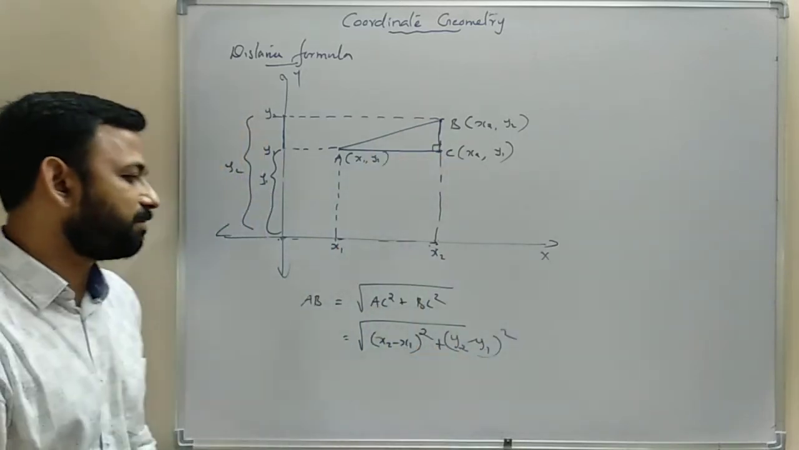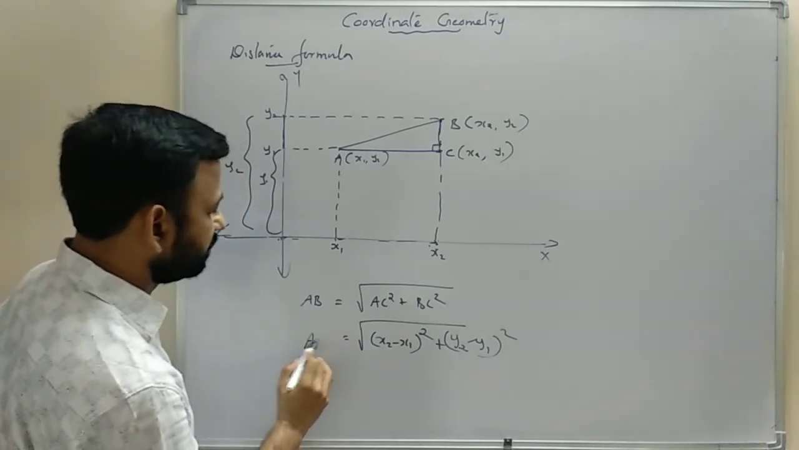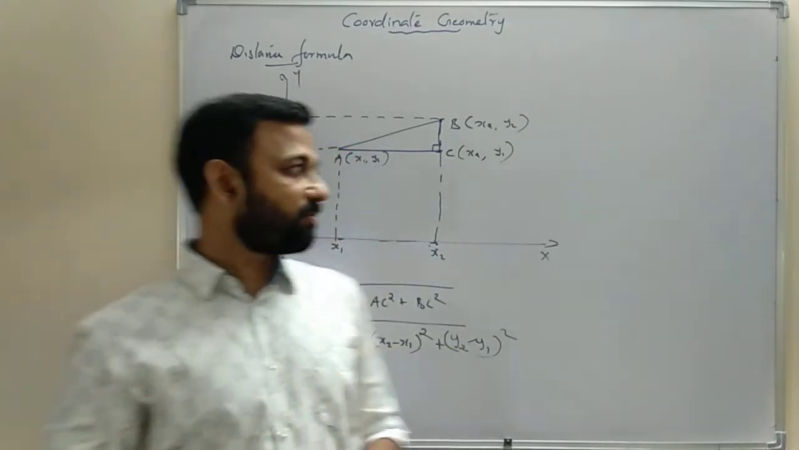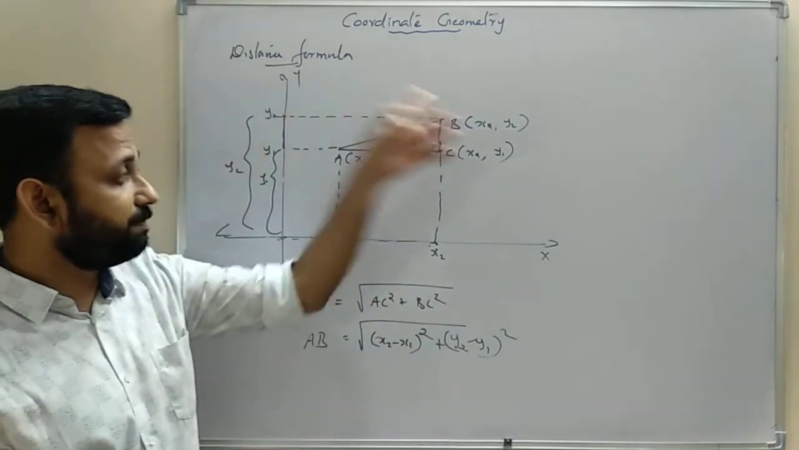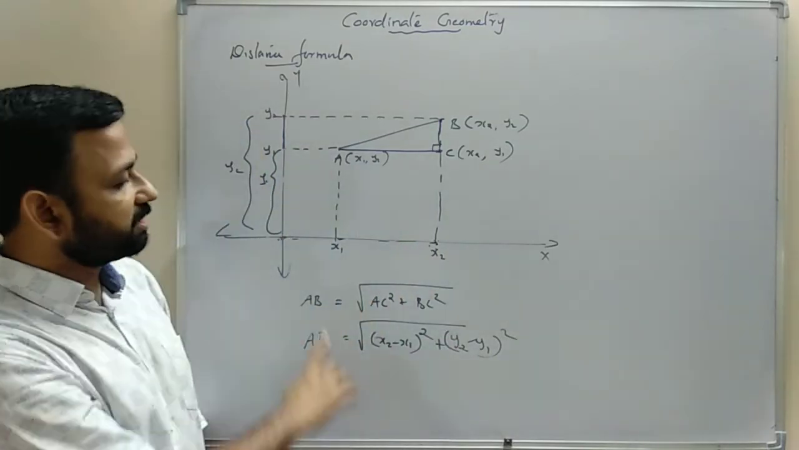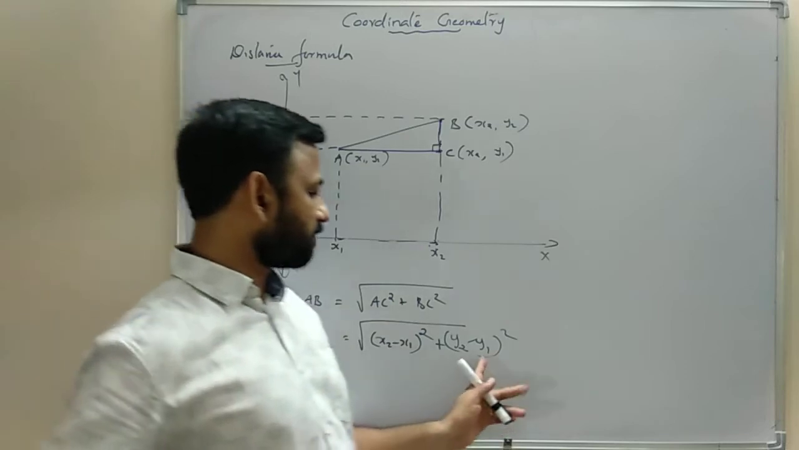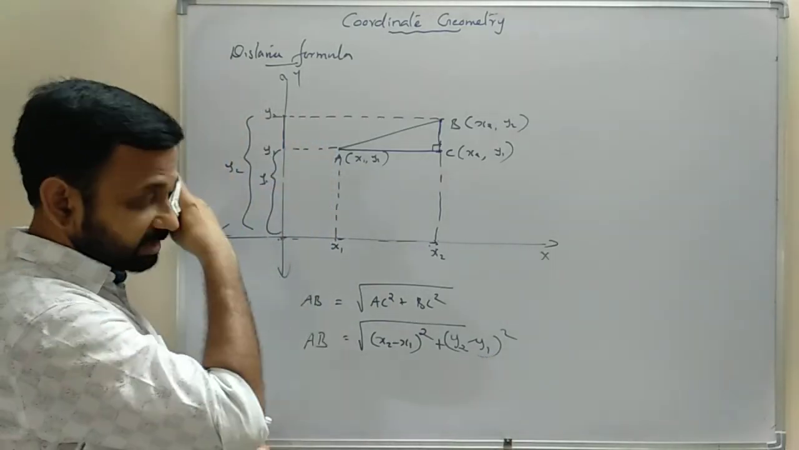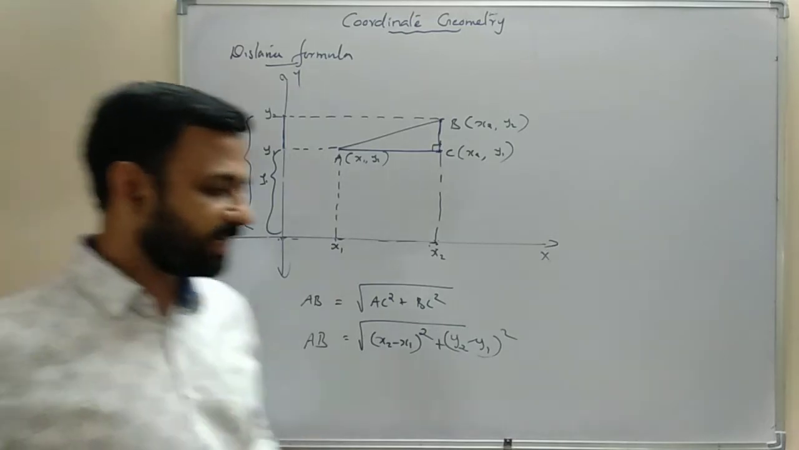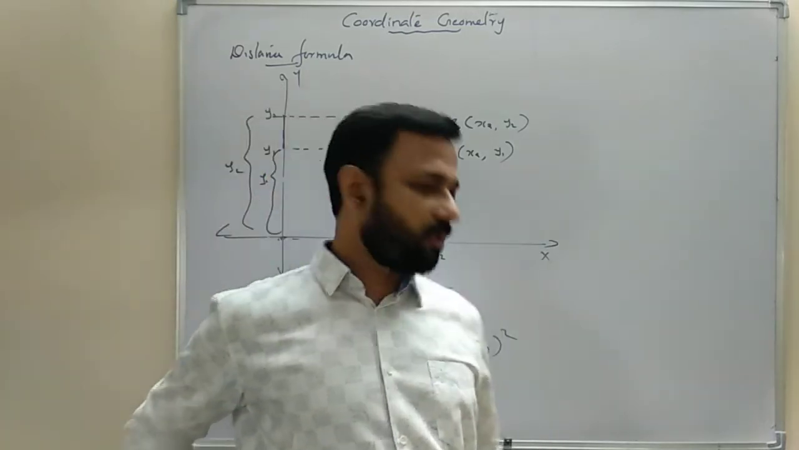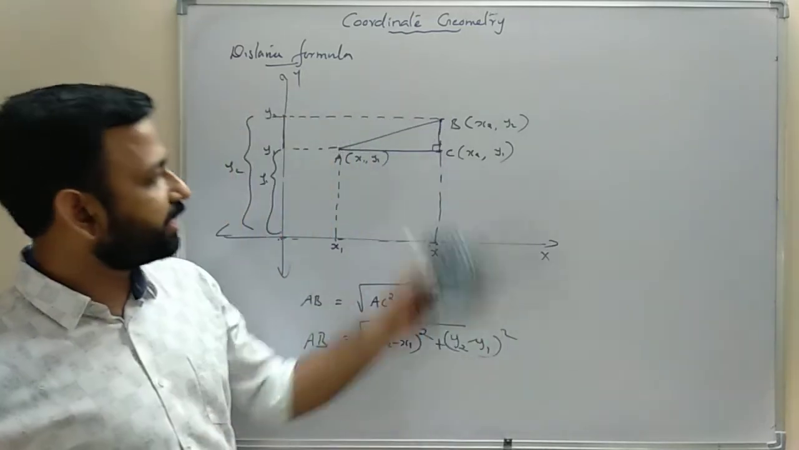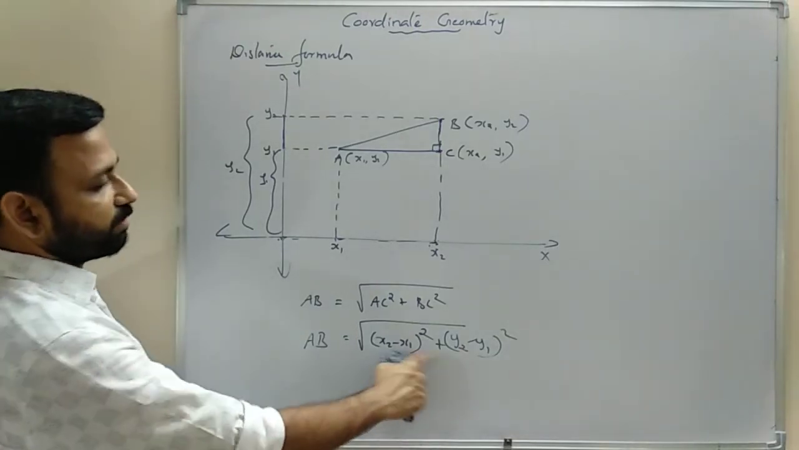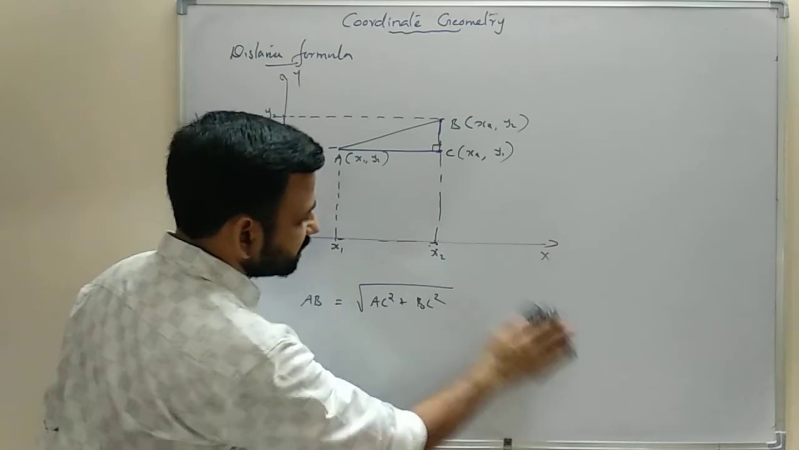So the distance formula: AB is equal to the distance between A and B. Coordinates of A are x1, y1, and coordinates of B are x2, y2. Then AB is equal to square root of x2 minus x1 all square plus y2 minus y1 all square, that is the distance formula. So we can find the distance between any 2 points if we know the coordinates of those points.